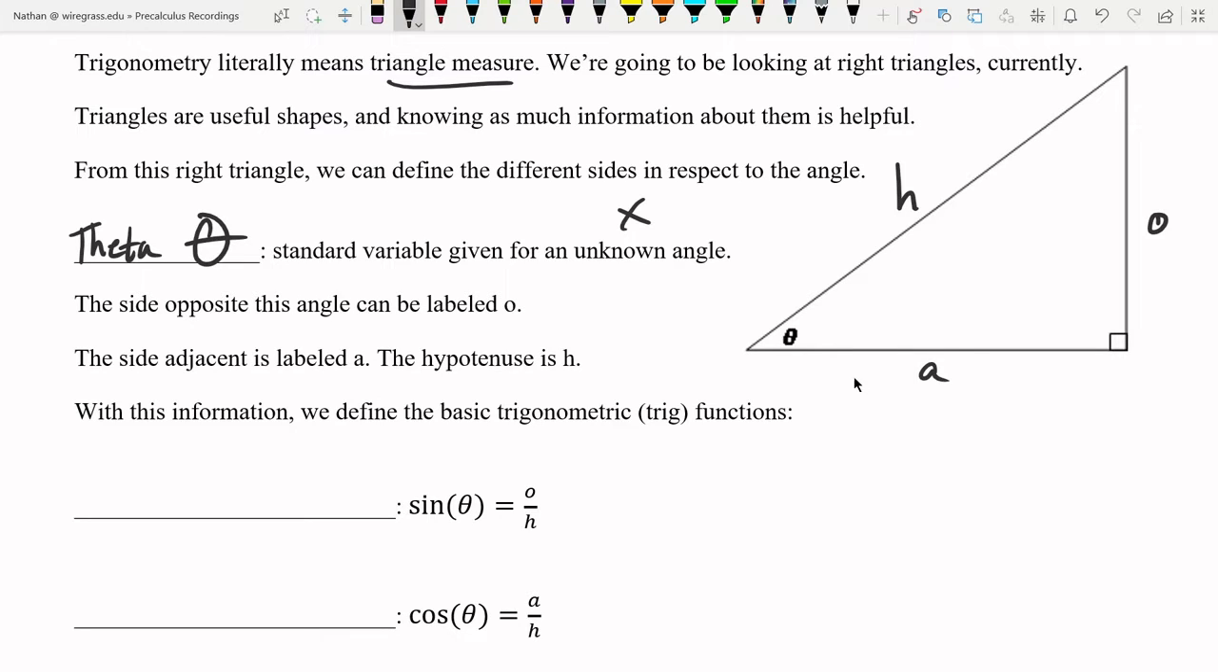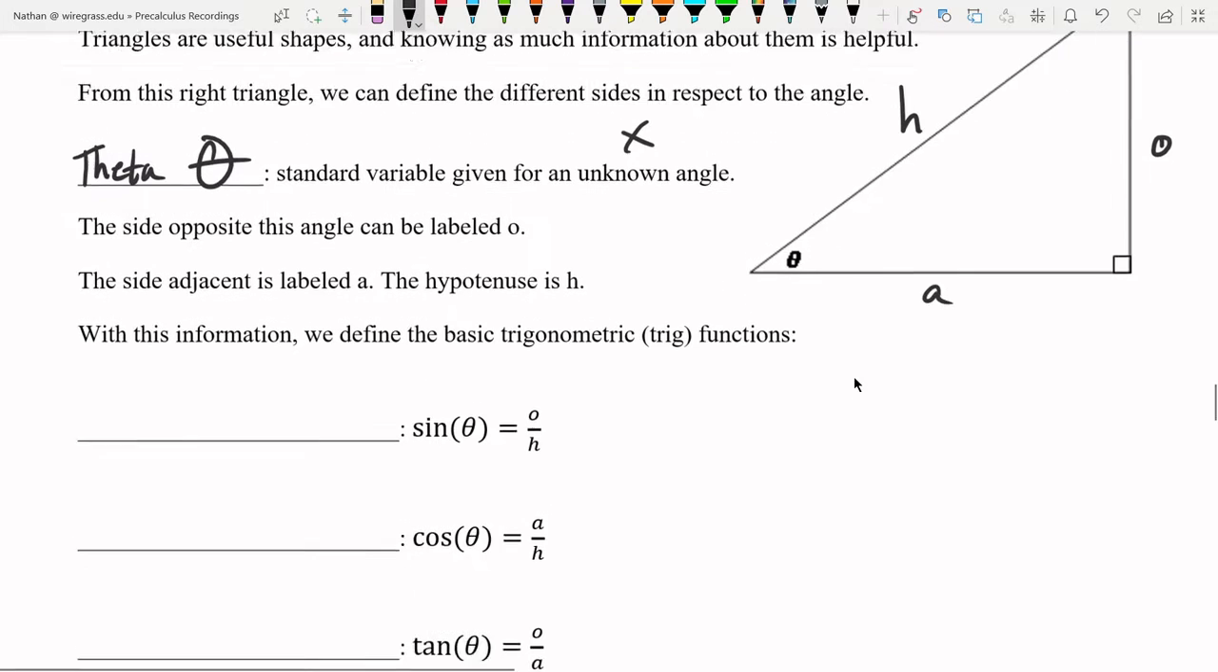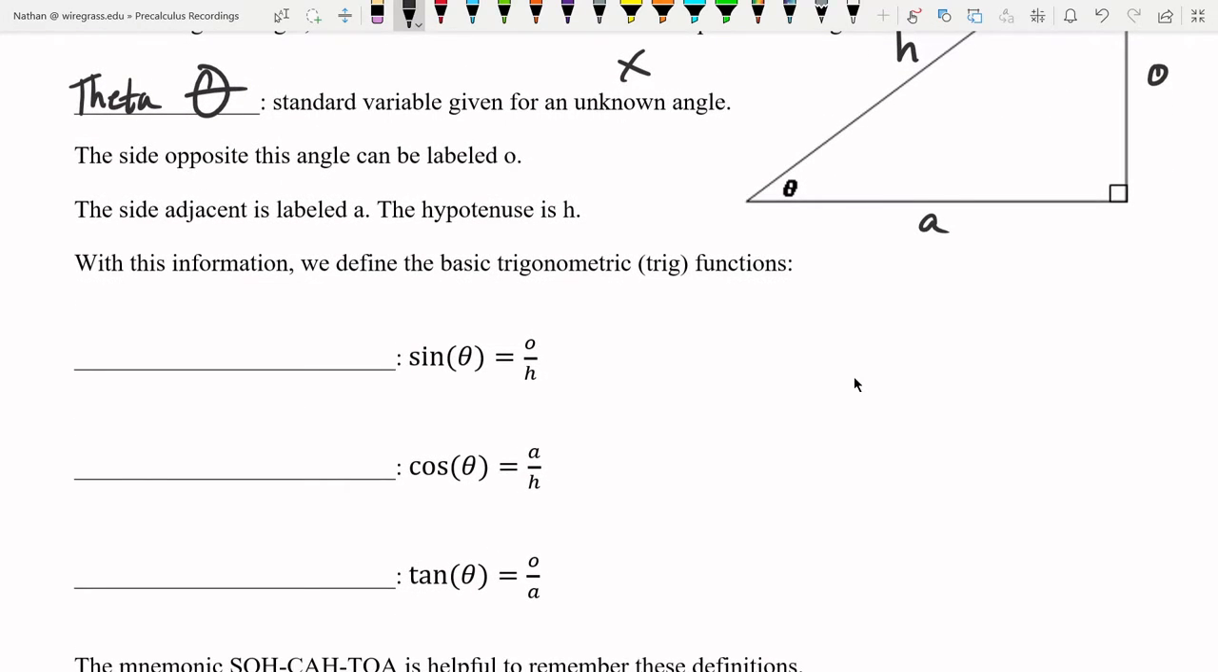And with this information, we can now define the six trig functions. The first basic three are the sine function, written as sine theta equals opposite over the hypotenuse. It's the ratio of the length of the opposite side divided by the hypotenuse of that right triangle. The cosine function is going to be the adjacent side length divided by the hypotenuse length. And the tangent function is going to be opposite over adjacent.